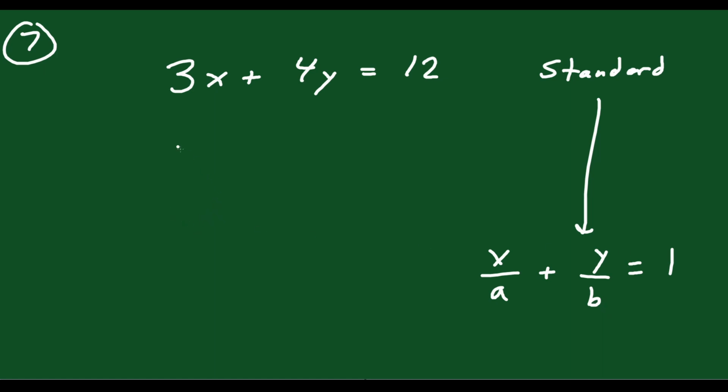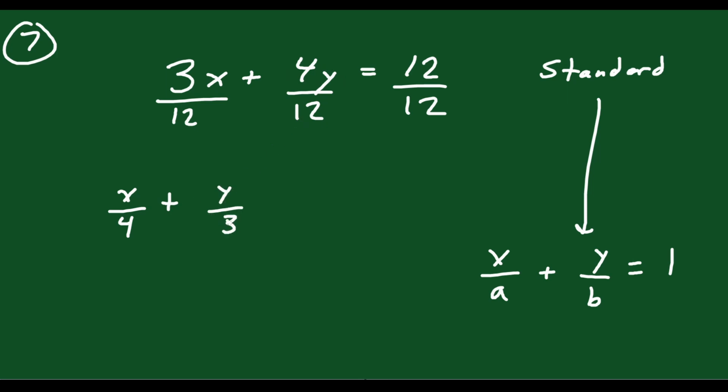Well, what I would say is let's divide both sides by 12, and the reason I want to do that is because I want the right side to become 1. So let's divide everything on the left by 12, and I'll divide the right side by 12 as well. What do we get? Well, you'd get x over 4, because 3 over 12 reduces to 1/4. You'd get y over 3, because 4 over 12 reduces to 1/3, and then you'd get 1 right here. So now we know the 4 here is your x-intercept, the 3 is your y-intercept, right? And now we have it in our intercept form.